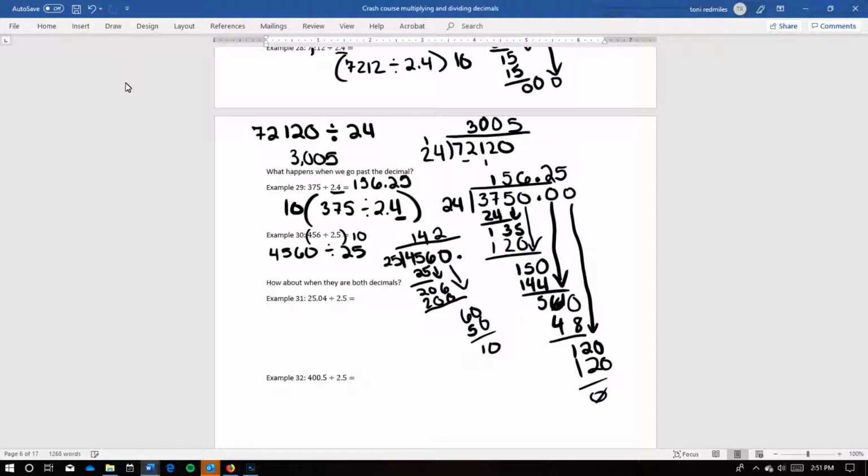And then I gotta put a decimal place and I can add that extra 0. 25 can go into 100 4 times because there are 4 quarters in either 100 cents or a dollar, however you want to look at it. Alright, so my answer is 142.4.